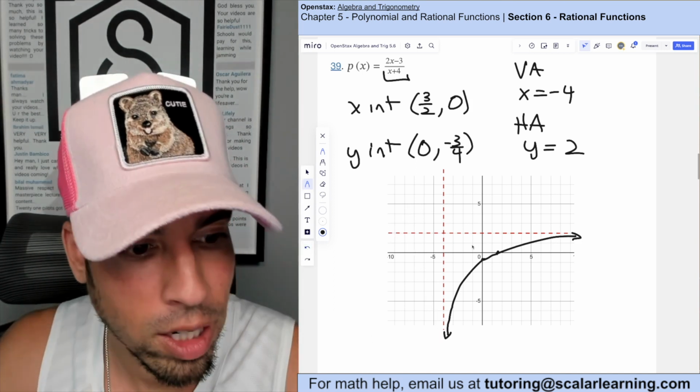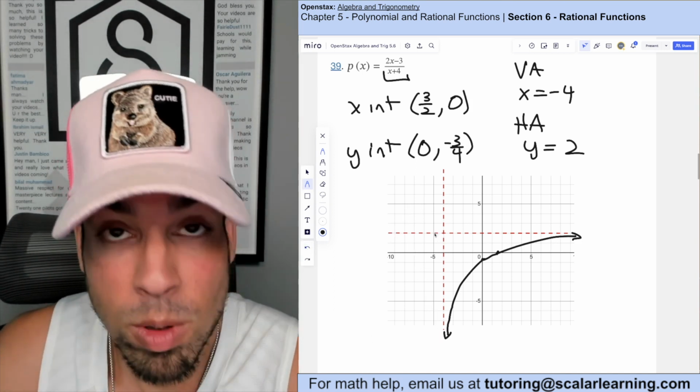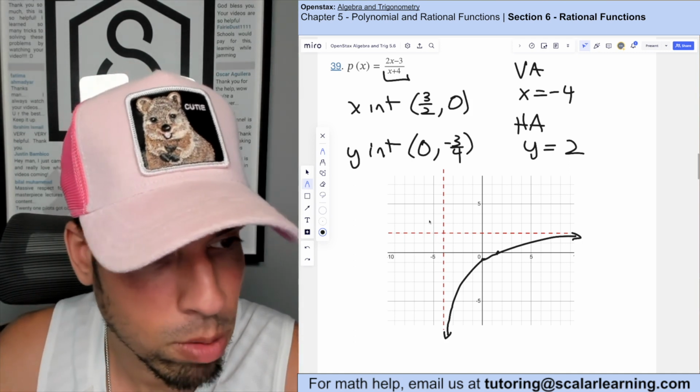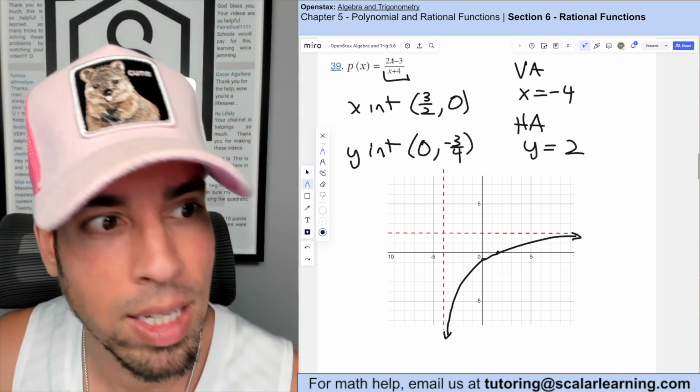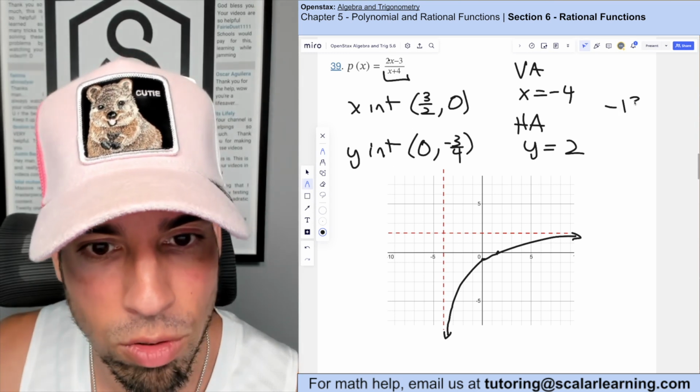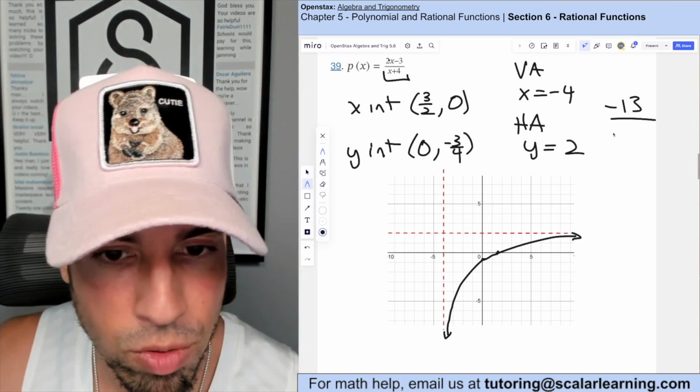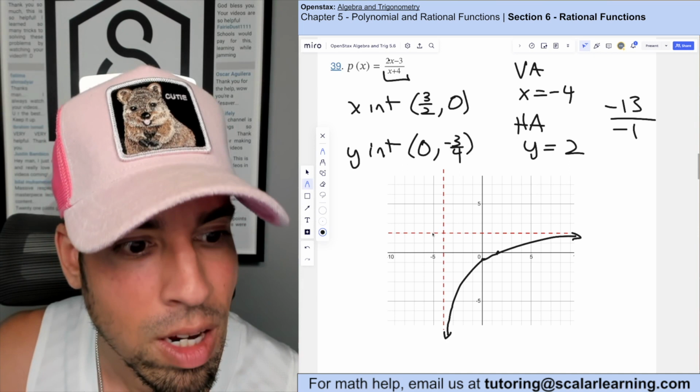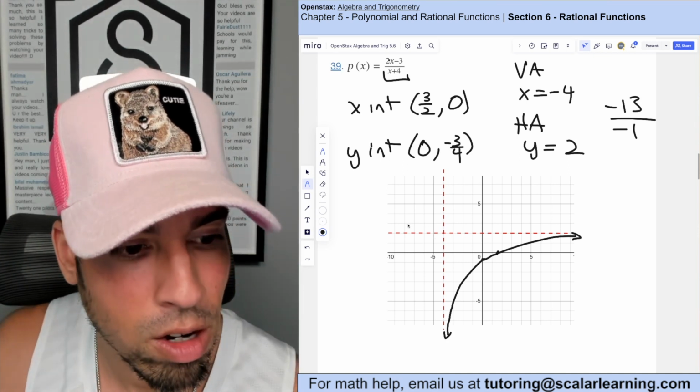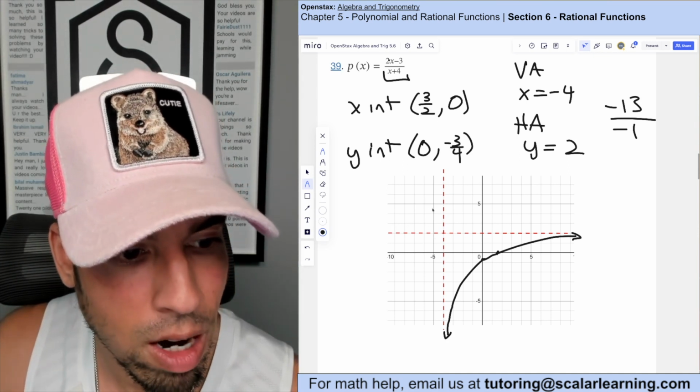And a quick way to check that is, look, this is at -4. Why don't we plot -5 and see, are we above or below? So if I plug in -5, I get -10 minus 3 is -13, over -5 plus 4 is -1. We get +13. It's way up here. So what does that tell me? It means that we're definitely above this.